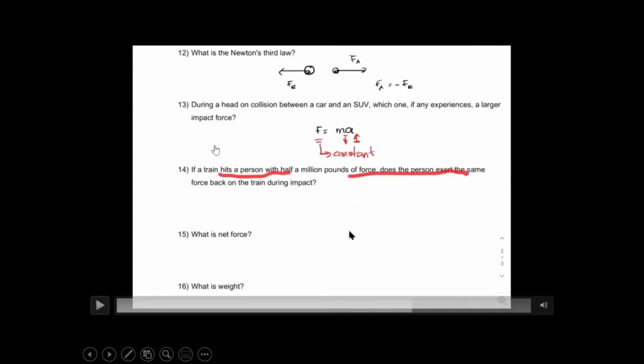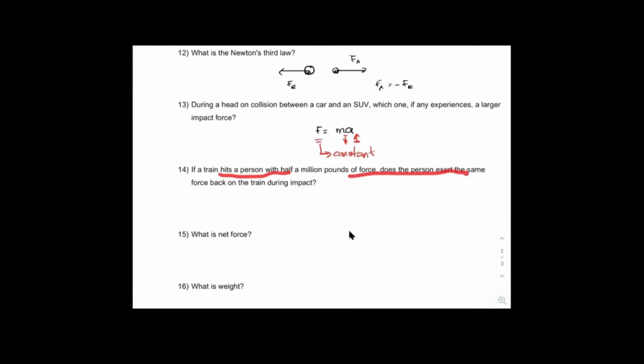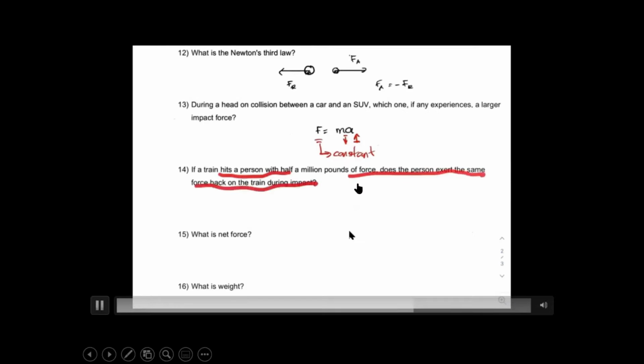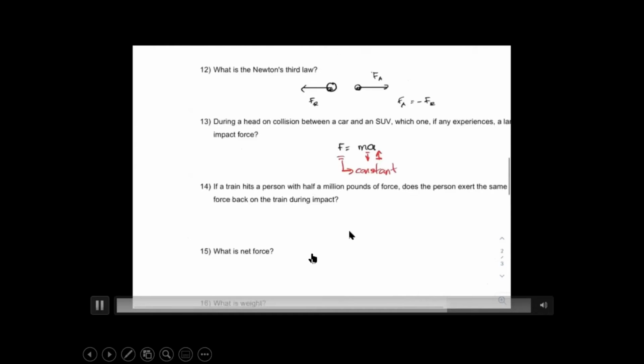Taken to an extreme, you have a person in front of a train getting hit by the train, with 1 million pounds of force, 500,000 pounds of force. Does the person apply the same force back on the train? The answer to that question is yes. So if so, where's the evidence? There's not much evidence that you'll be able to see because the train is very massive. Evidence the person applies the force back on the train is going to be in the form of acceleration. The acceleration of the train is going to be unnoticeably small, just a vibration, because the train is so much more massive than the person is.